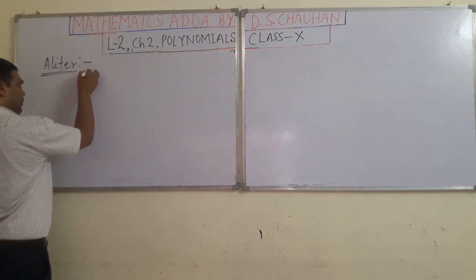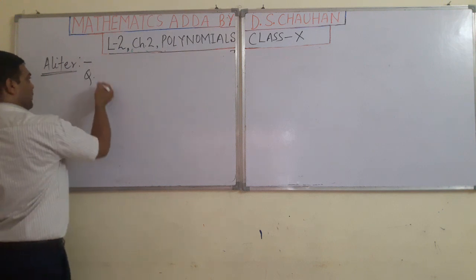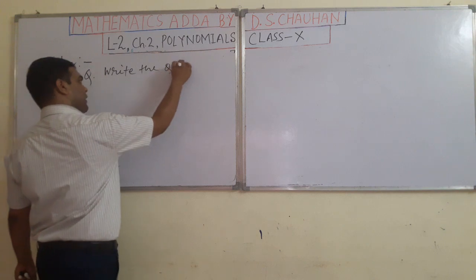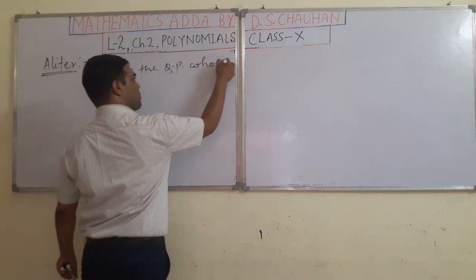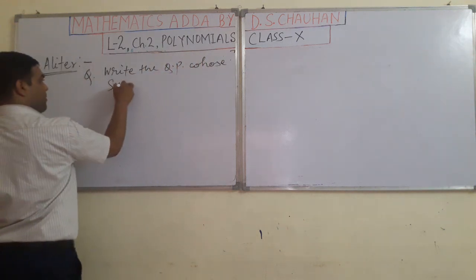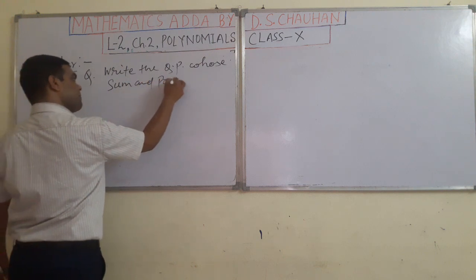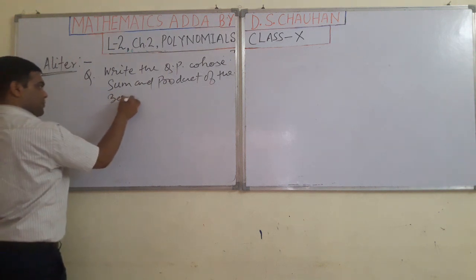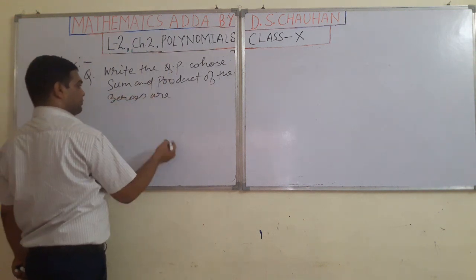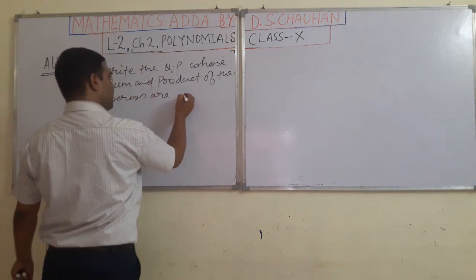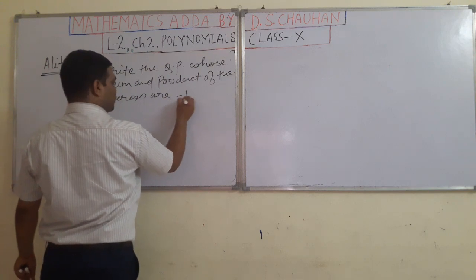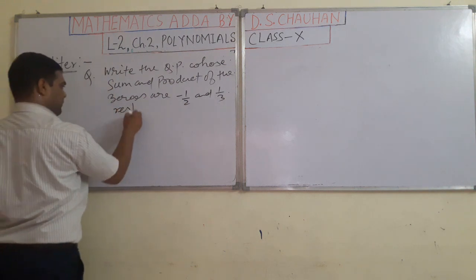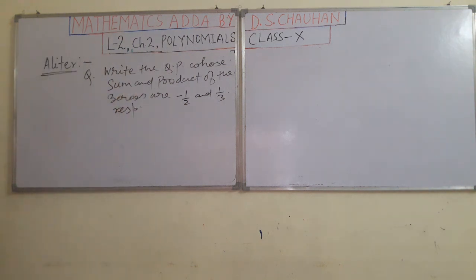One question I am giving you. Question: Write the quadratic polynomial whose sum and product of the zeros are -1/2 and 1/3 respectively. This is the question in front of you, students.